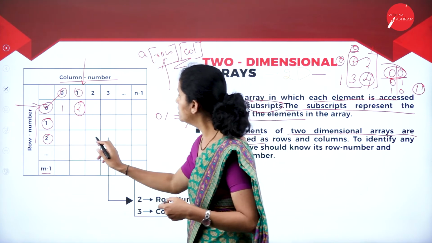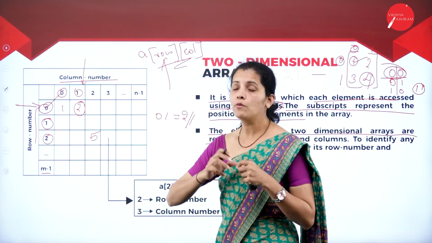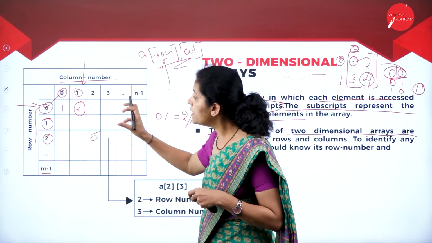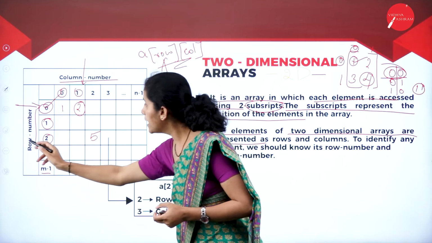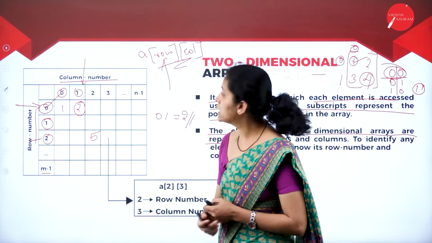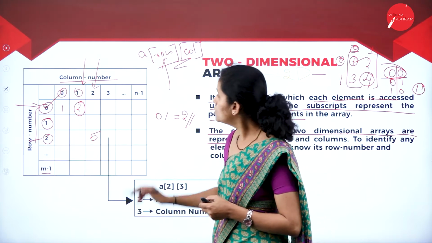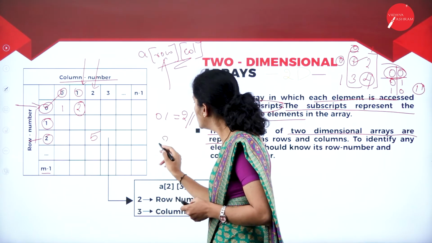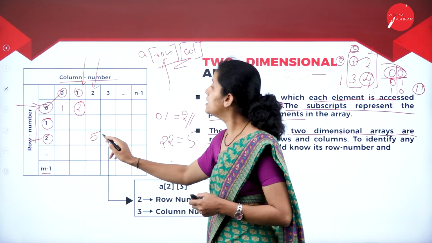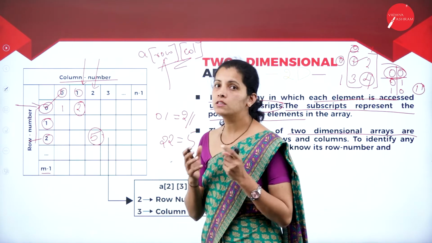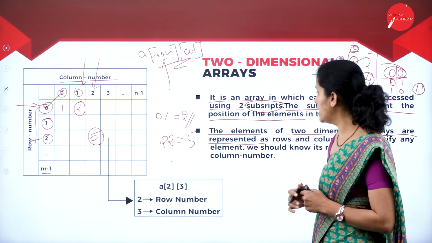For example, think that here I'm having 5. Think that I want to access this element 5. How can I access? Once again with the help of row index as well as with the help of column index. So if I write 2, 2, then I can access the element 5. This is the way I can use 2-dimensional arrays.